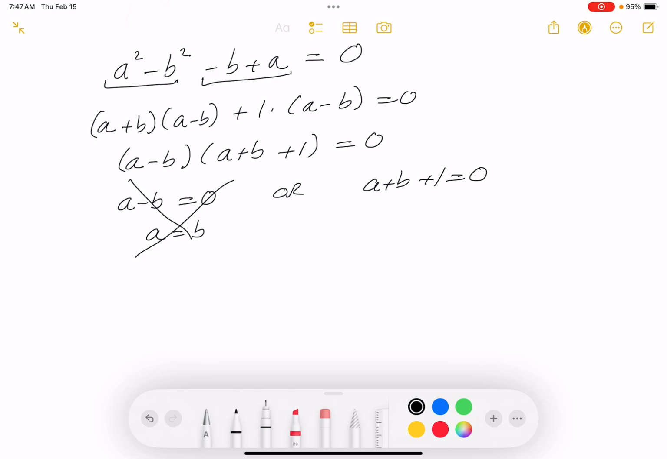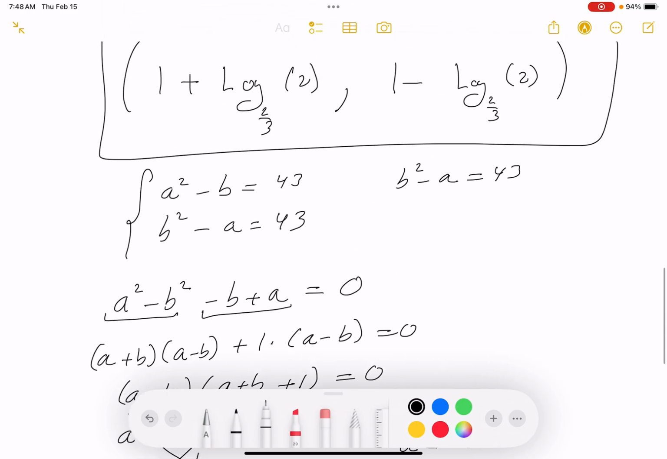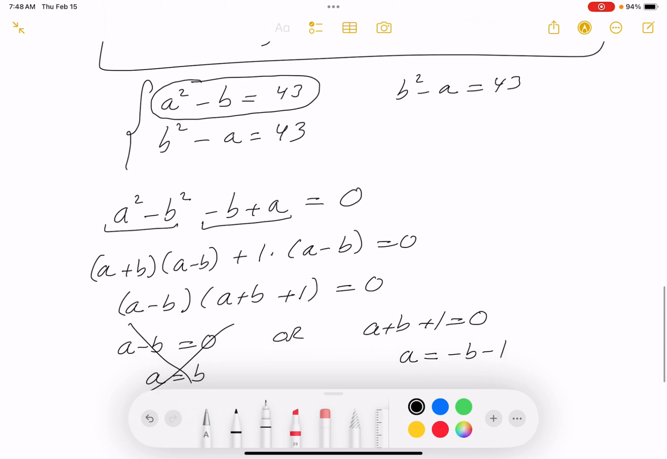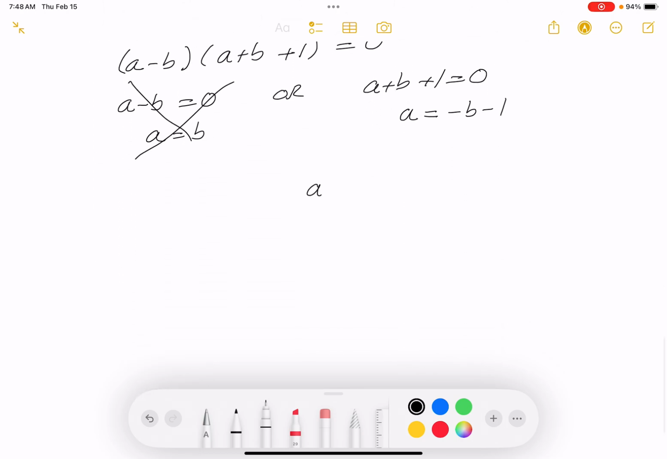Now, this one over here, what do you do with this? You either solve for A or B. I'm going to solve for A. What do you get for A? You get minus B minus 1. Again, someone can say, what did they want to know? They wanted to know A and B. So what I do is I take one of these equations and plug it in. I want to do this one over here. And what do you get? You get A squared minus B equals 43. And I'm going to take this and plug it in right over here. And what do you get? You're going to get minus B minus 1 squared minus B equals 43.